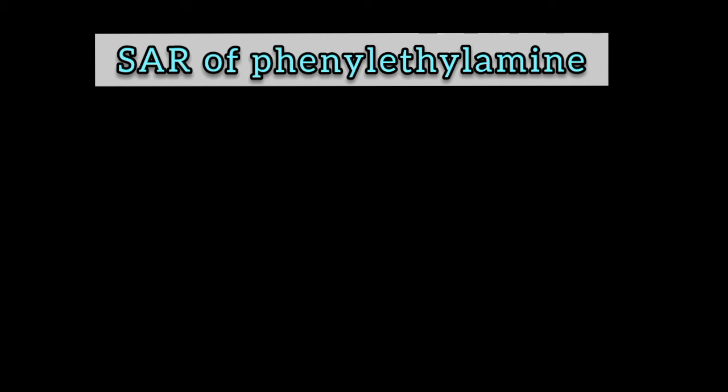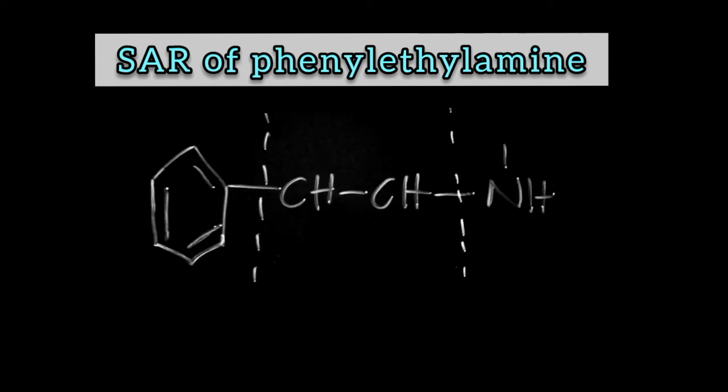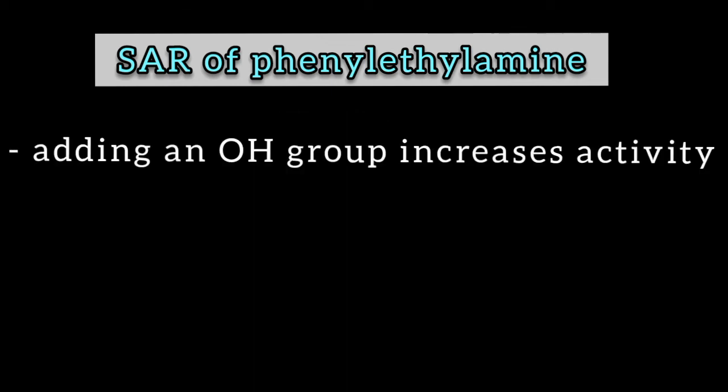Now we're going to be discussing the phenyl part, which is basically the benzene ring. We're going to be talking about what would happen if, for example, we add an OH group, a hydroxyl group. This would increase the pressor activity of the derivative of the amine.